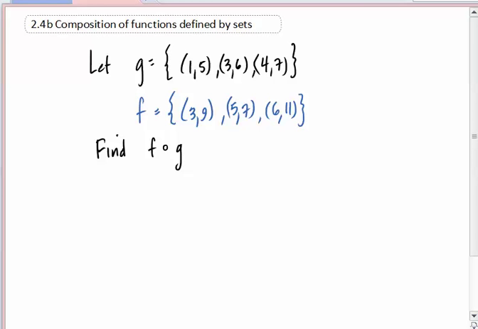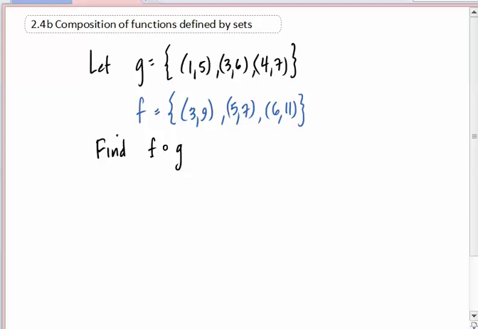So this video is going to explain the composition of functions as defined by sets. Composition of functions is when we take one function and substitute it into another function, and what we're really saying is that the output of one function must actually be the input of another. So let me show you what we mean by that.